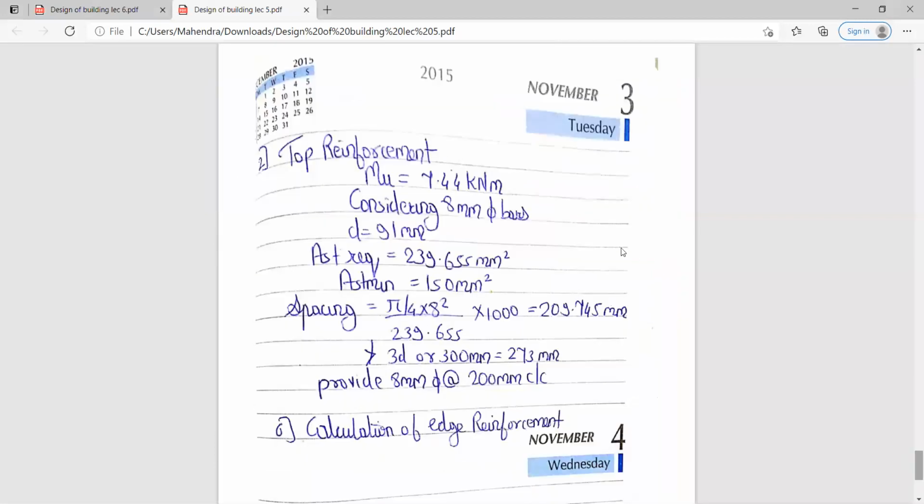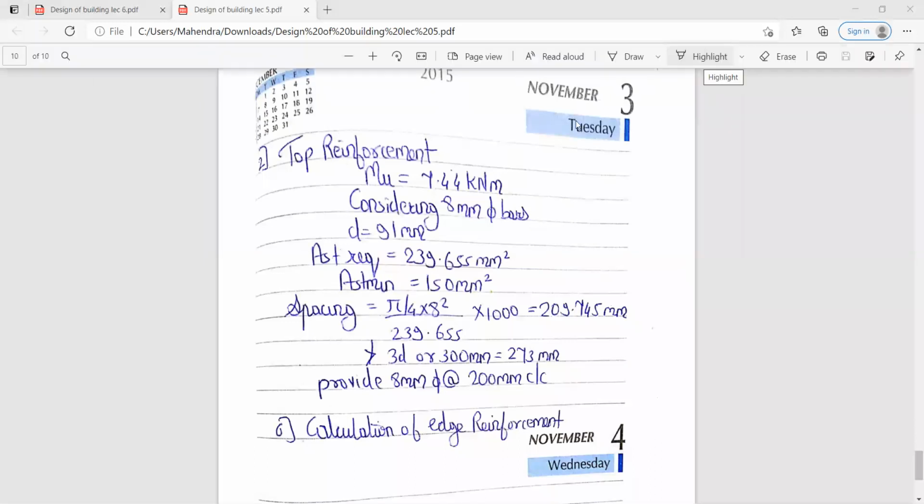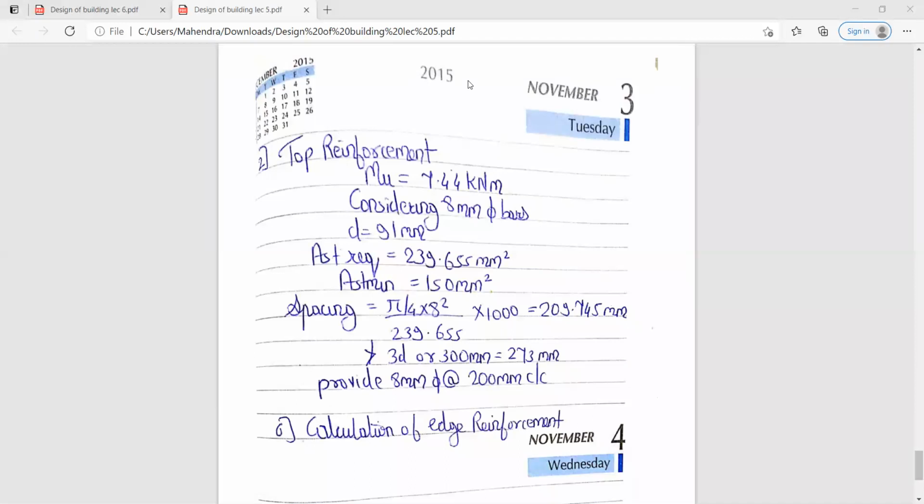for the top reinforcement, you need to calculate MU. MU you had already calculated in the previous step. So, how much MU did you get for the top reinforcement? You got 7.44 kilonewton meter. Again you need to consider the 8 mm diameter bar. If you consider the 8 mm diameter bar, you had just now calculated the depth in the previous step. So what depth do you get if you use an 8 mm diameter bar?